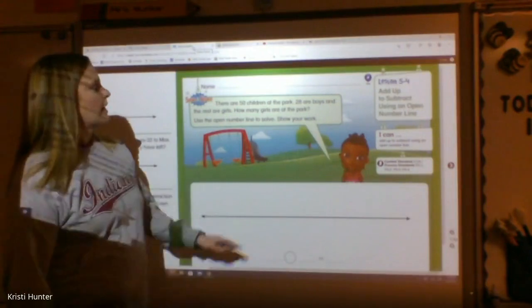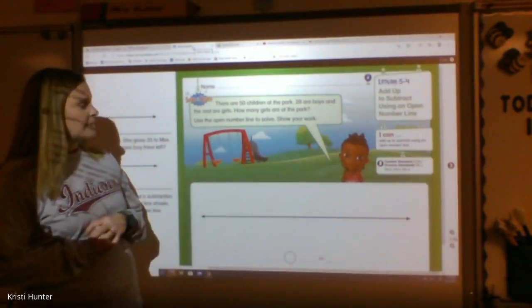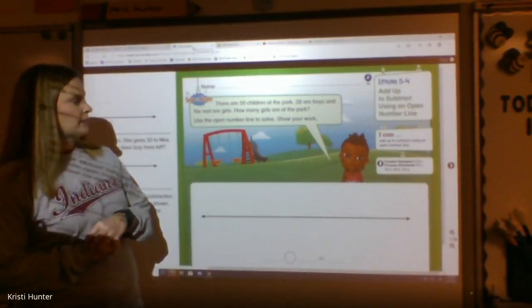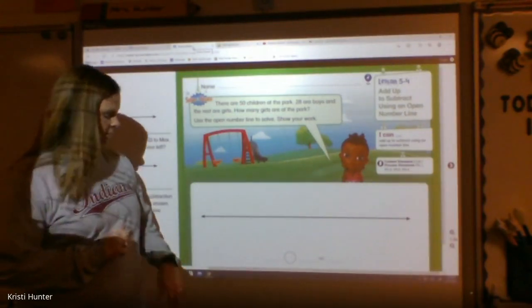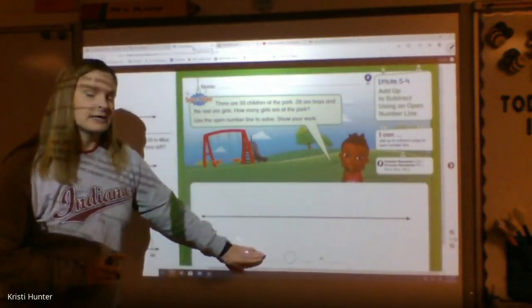Here we go. There are 50 children at the park. 28 are boys and the rest are girls. How many girls are at the park? Use the open number line to solve. So let's think about our problem here. I'm going to write this in the box down here.